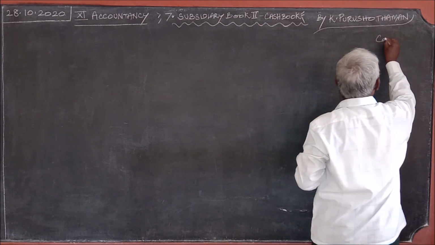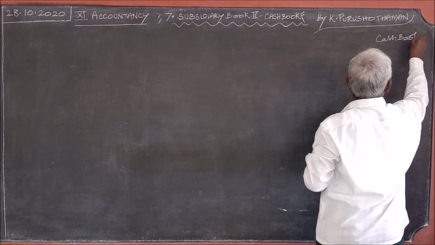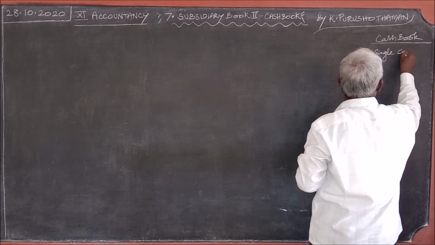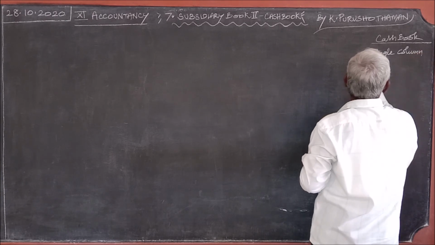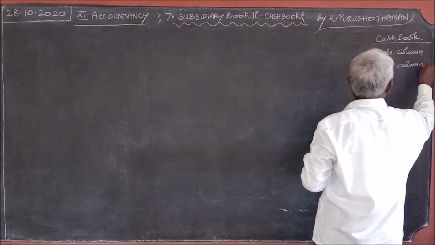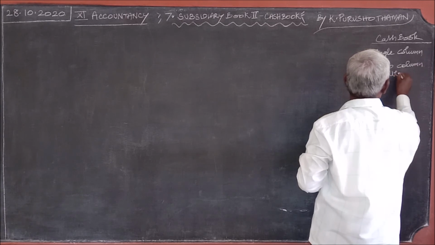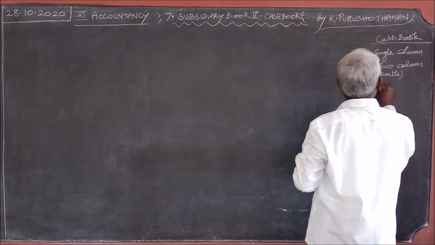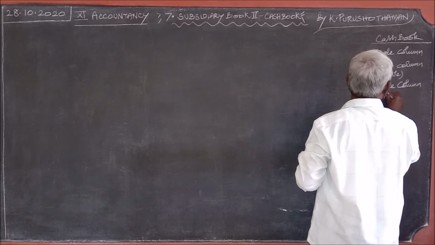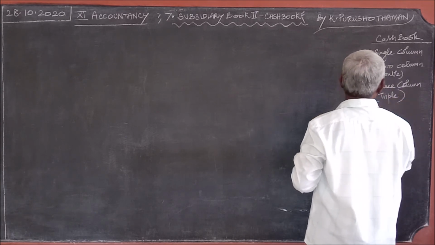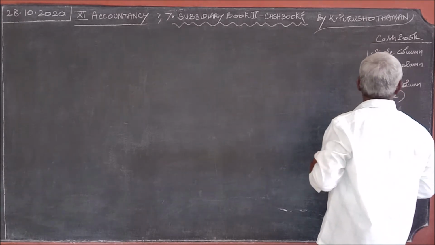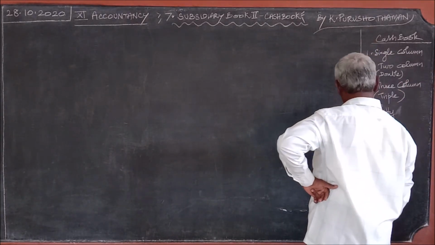Under cash book, what are the different types available? Number 1, single column cash book. Number 2, two column cash book, or double column cash book. Number 3, three column cash book, or triple column cash book. Number 4, petty cash book. These are the four types of cash books we are going to see.